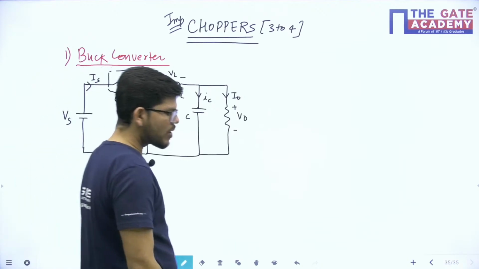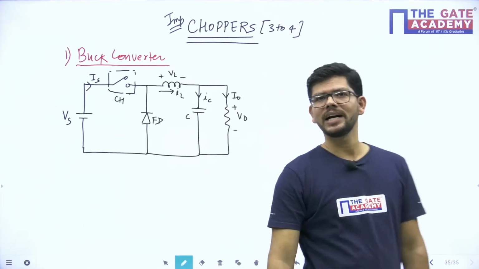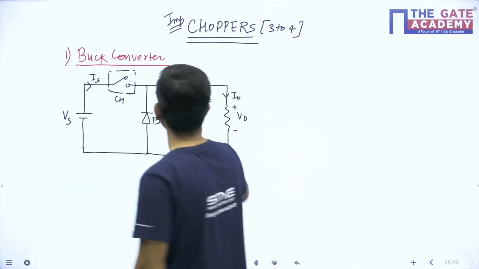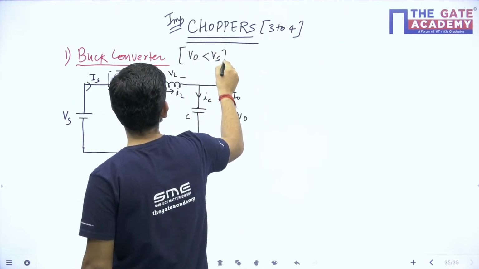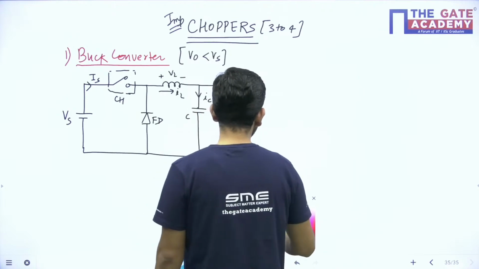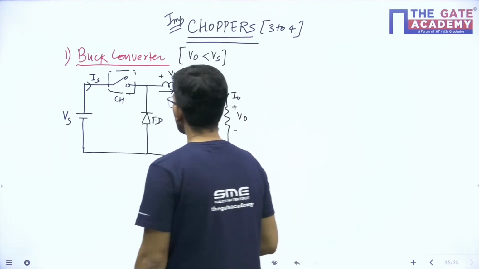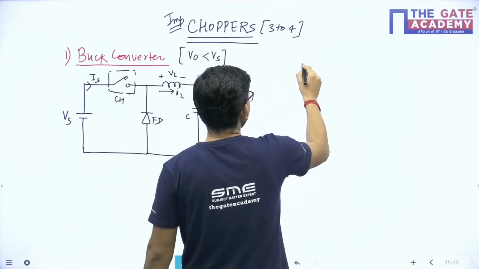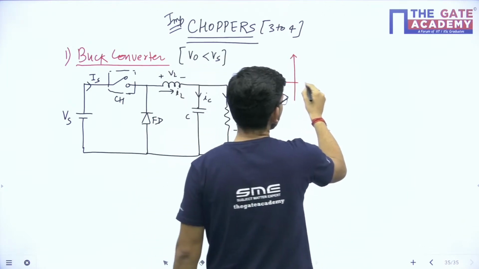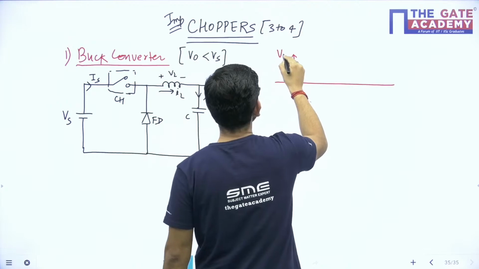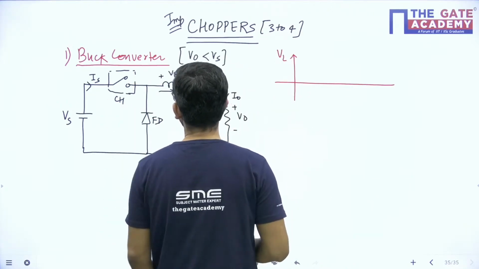So this is all about the circuit that we have in buck converter. So this circuit will do what? This circuit will give you output voltage which is less than the input voltage. Okay. So now what will happen if I draw the inductor voltage waveform? What will be the voltage across the inductor when the switch is on?